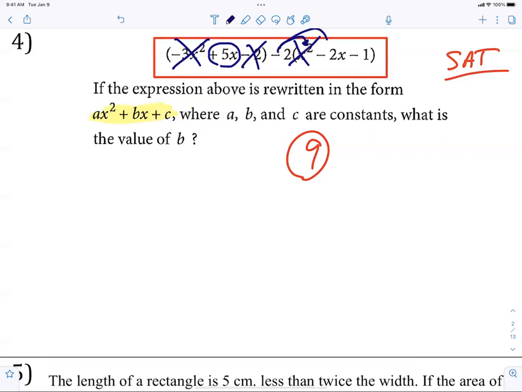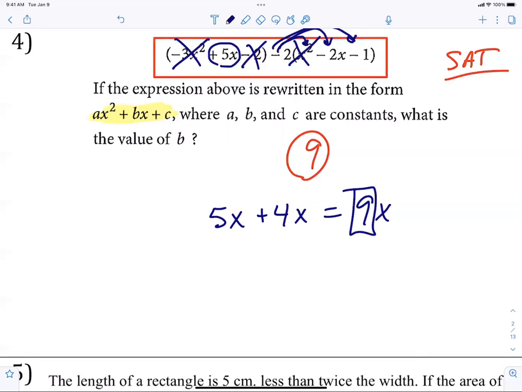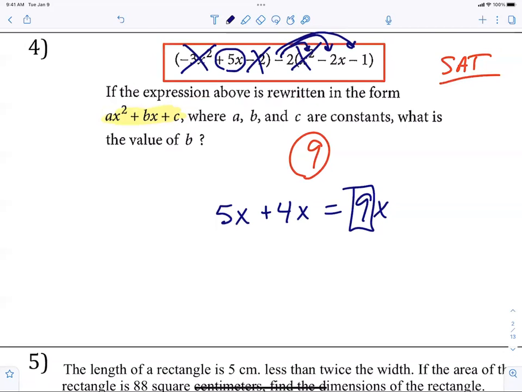Now what's -2 times -2x? 4x. Do I care about that? Now, if I go -2 times -1, do I care about that? No, because that's a constant. So the only two numbers we are interested in are 5x and what? 4x, which is a total of 9x. So we know that B had to be what? B has to be 9. Very good if you know that. Very important.